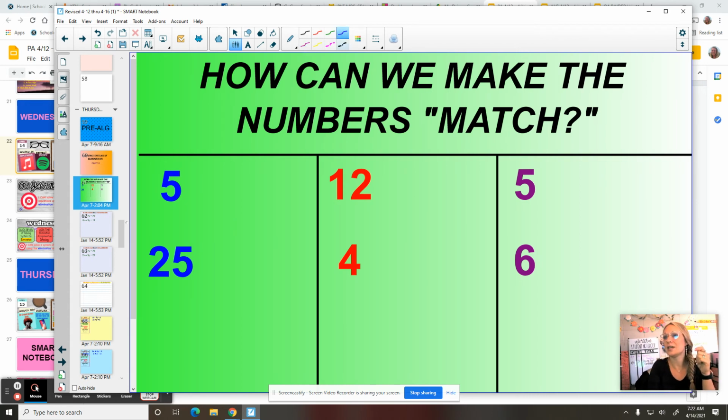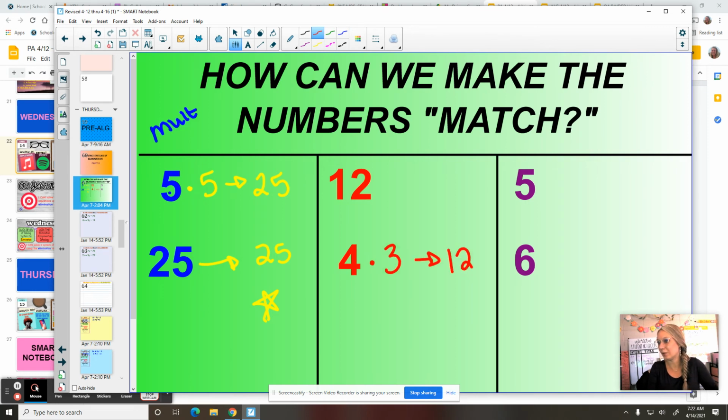So remember that we can use multiplication to make these numbers match, and you're going to see why in a few minutes. So if I wanted to get this 5 to match a 25, remember that we could multiply it by 5, which will get us to 25. And then we just rewrite this, and now they match. If we have the numbers 12 and 4, I know that I can multiply 4 by 3, and now I have 12, which is great because that matches our top number here.